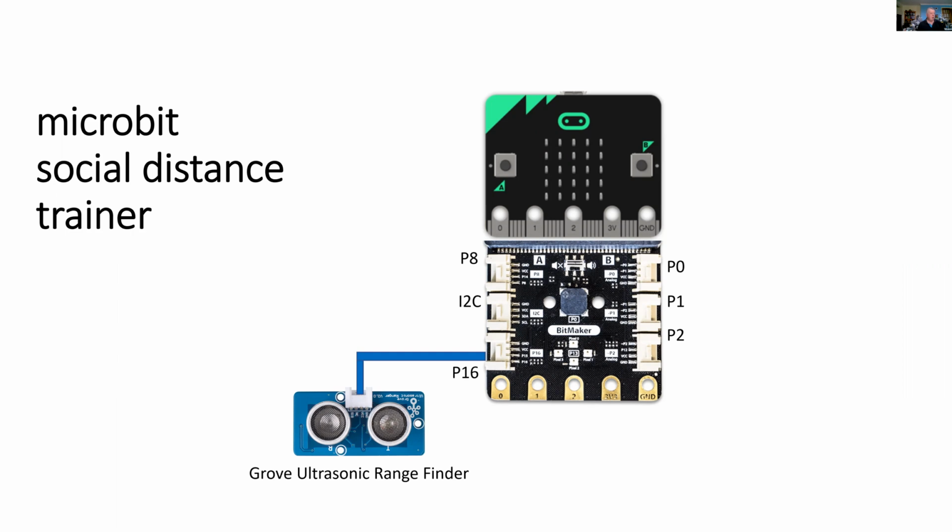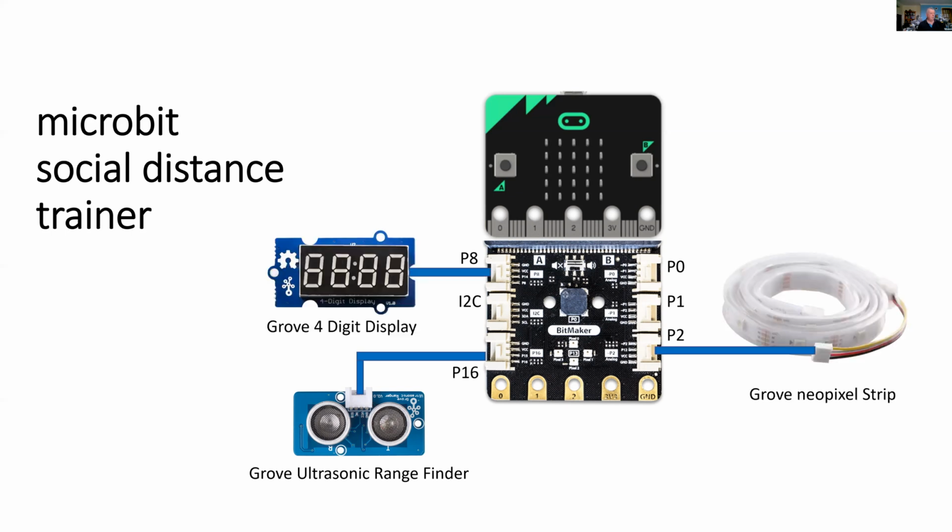So have a look under the column of button A, and you will see that the lower one there is P16, and that's the one that we use for both connecting the Grove cable to bitmaker, and we also use that reference in our software. And for actuators, on P2, we use the Grove neopixel strip, and that goes on column B on the bottom. And also on column A, under port 8, we connect via Grove cable the Grove 4-digit display.